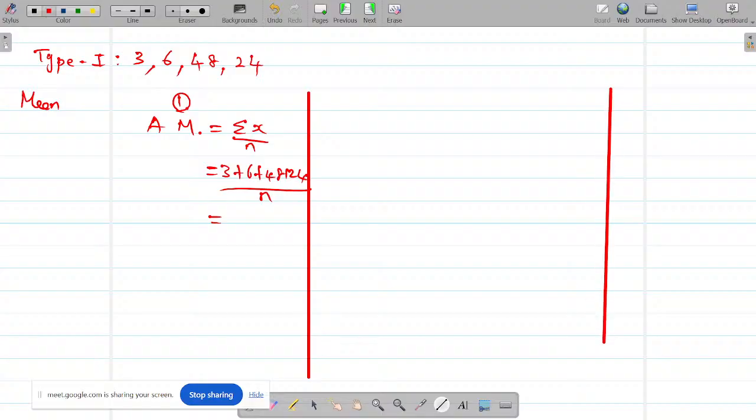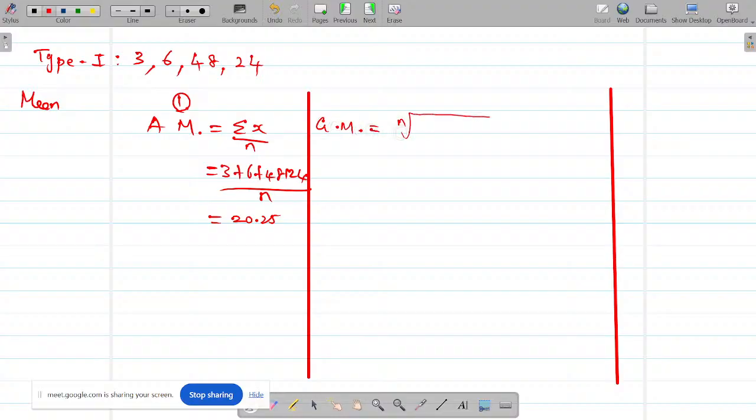20.25. Usually for statistics, we'll go for two decimal places. So this is 20.25. Next is geometric mean. What's the formula? Nth root of x1 into x2. Only we have four values, so we can directly take four values. So this is fourth root of 3, 6, 48, 24.